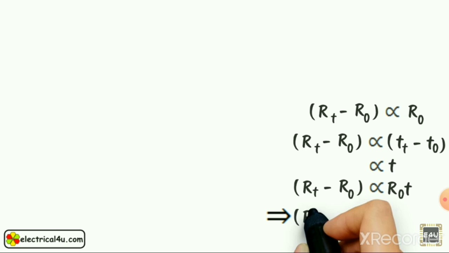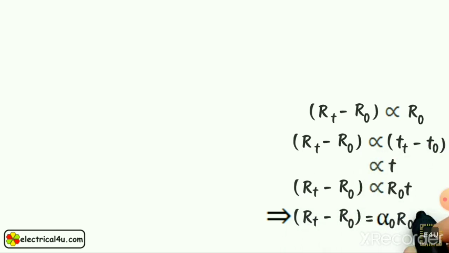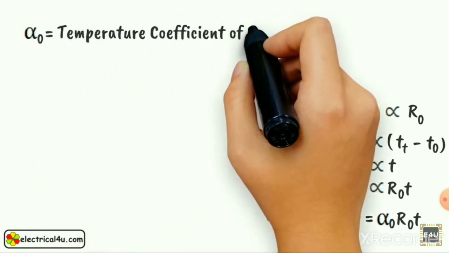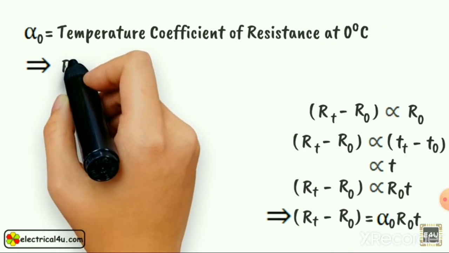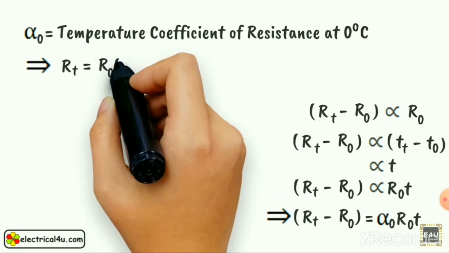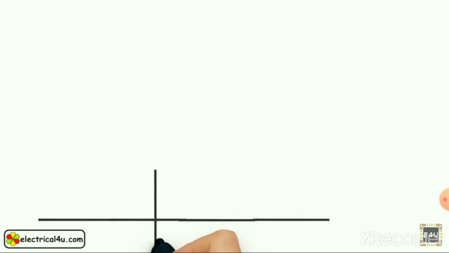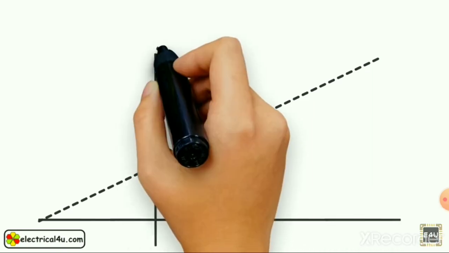Or R_T minus R0 equals alpha 0 R0 into T, where alpha 0 is also called the temperature coefficient of resistance at 0 degrees centigrade, or R_T equals R0 into (1 plus alpha 0 T). This expression can be applied for both increase and decrease in temperature. From the graph of the figure, it is seen that resistance of the material continues to decrease with the decrease in temperature below 0 degrees centigrade.